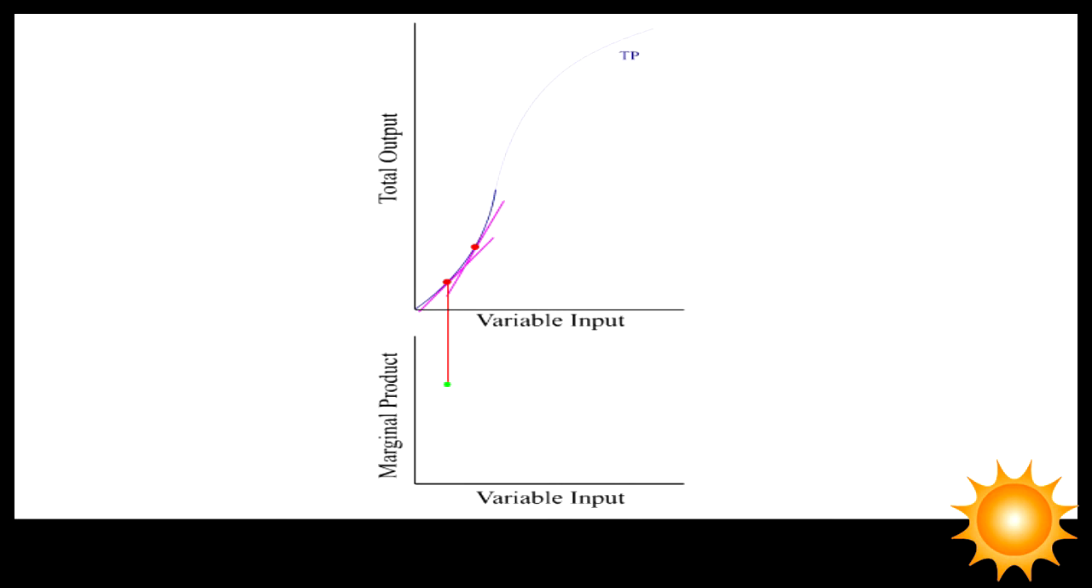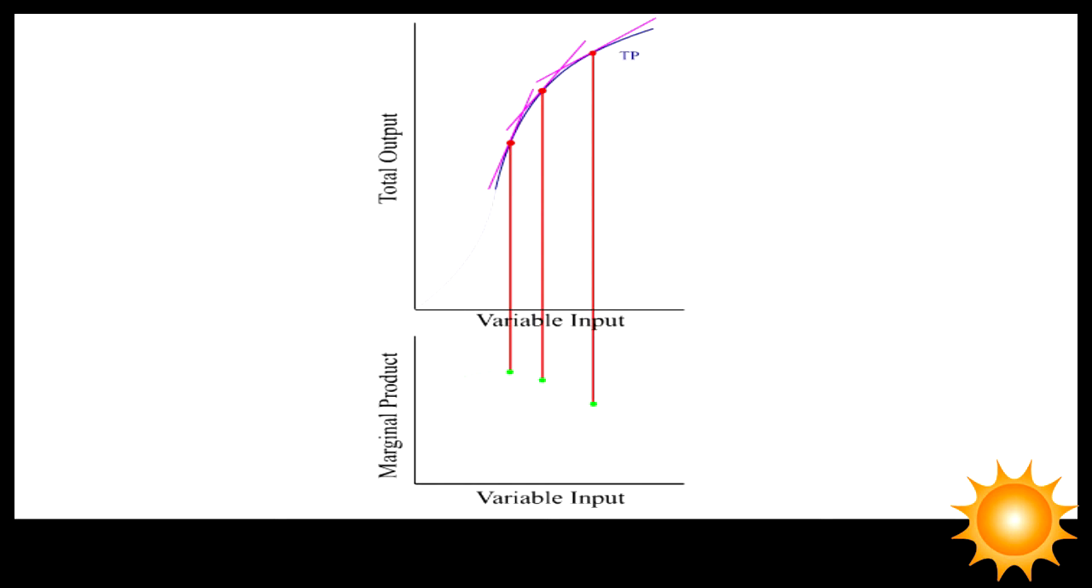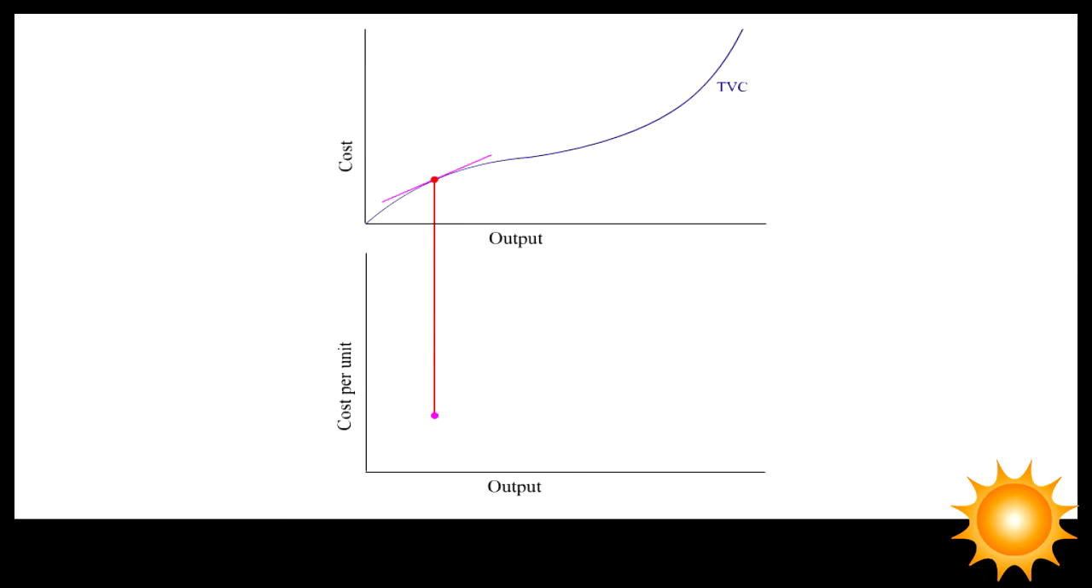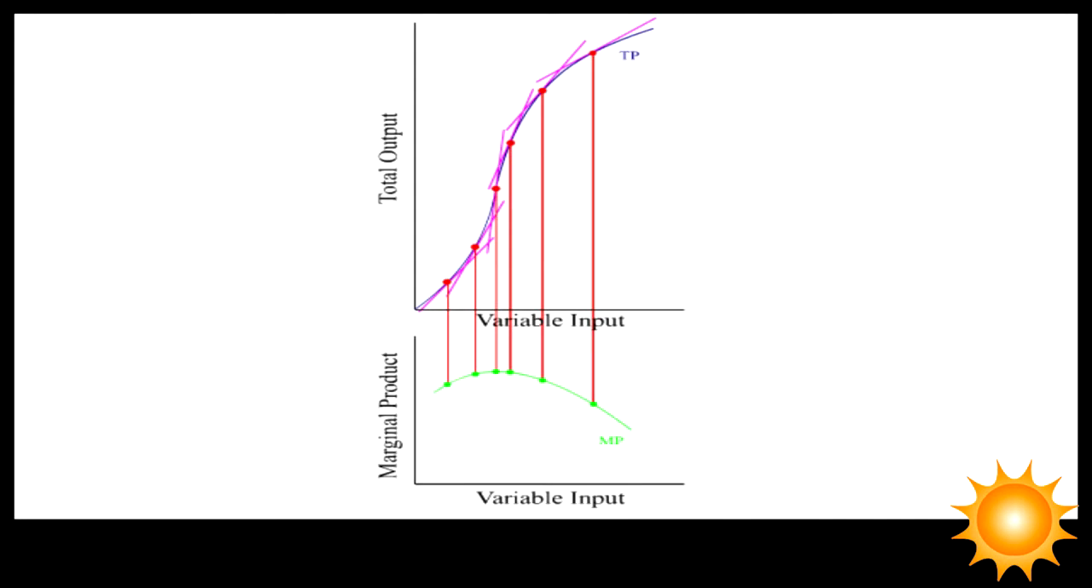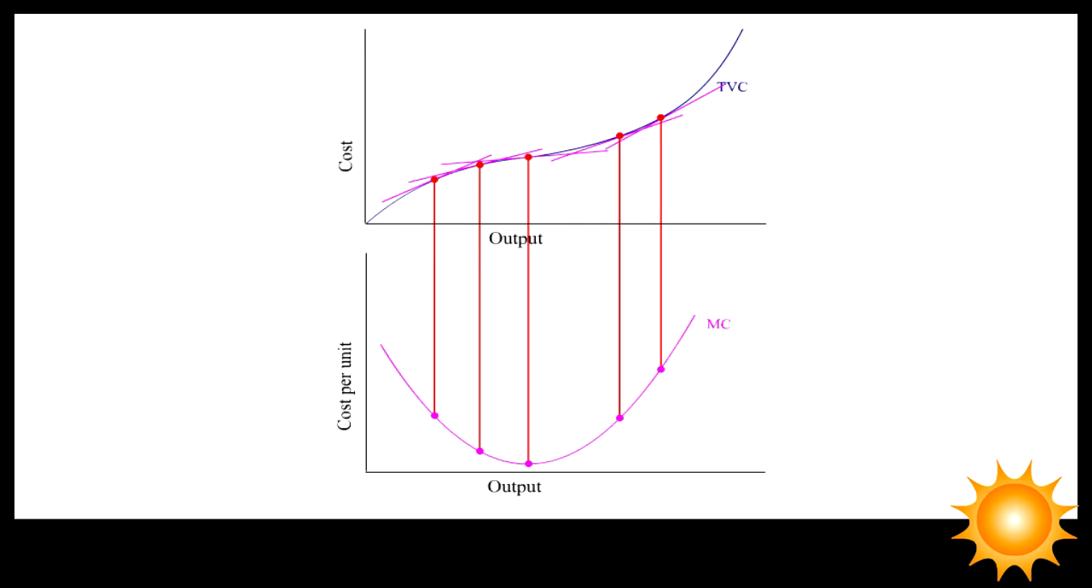Just as we can derive the marginal product curve MP from the total product curve TP by measuring the slope of the tangents to the TP curve, we can derive the marginal cost curve MC from TVC. While MP is the additional output from additional variable inputs, MC is the additional cost from additional output.